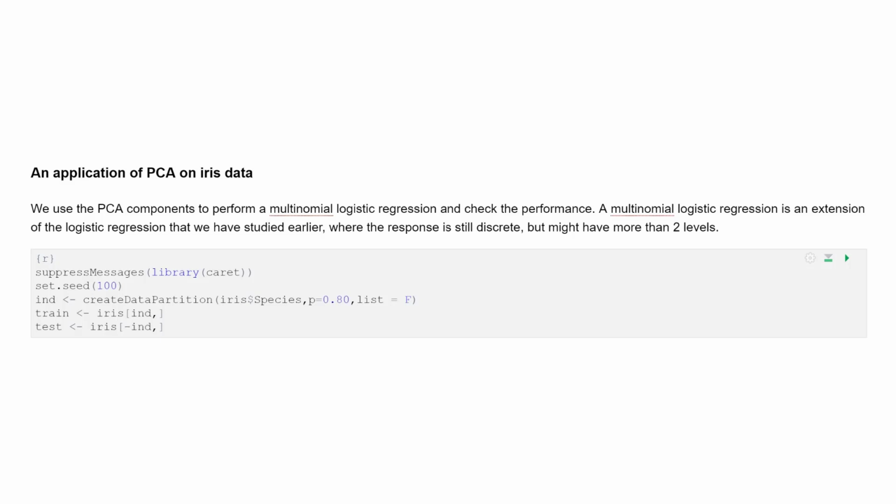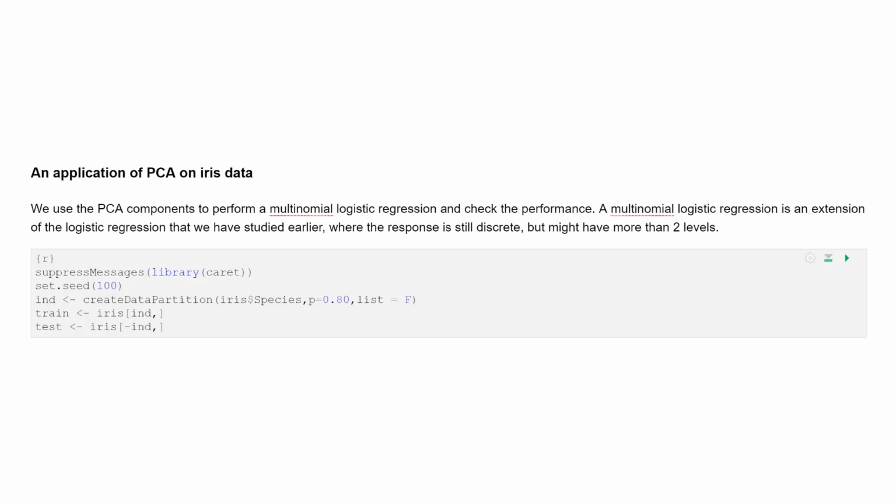Let us look at an application of PCA on the iris data. We use the PCA components to perform a multinomial logistic regression and check the performance. A multinomial logistic regression is an extension of the usual logistic regression that we have studied, where the response is still discrete, but it might have more than 2 levels.